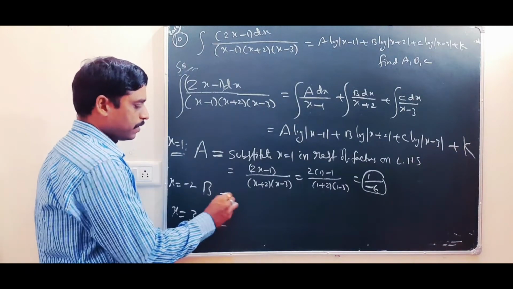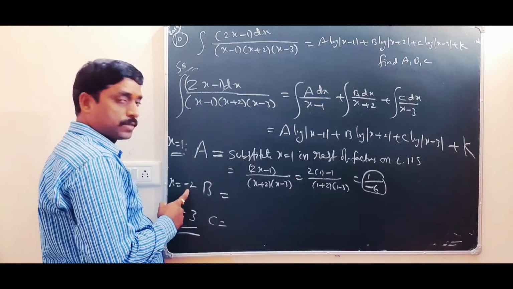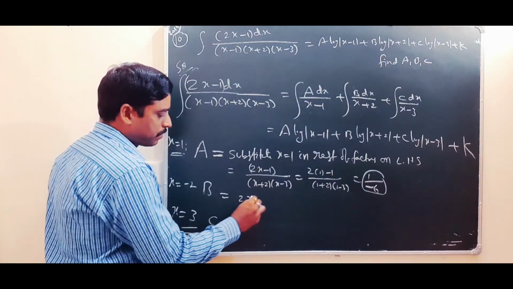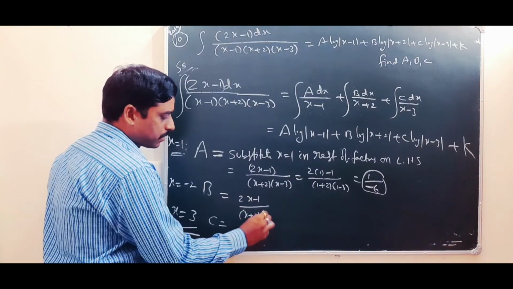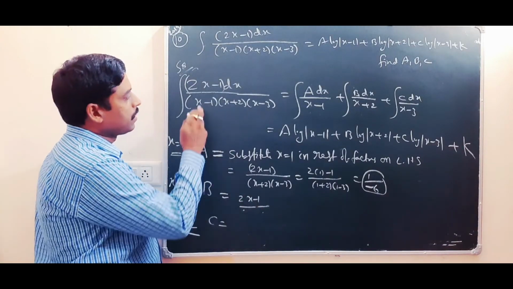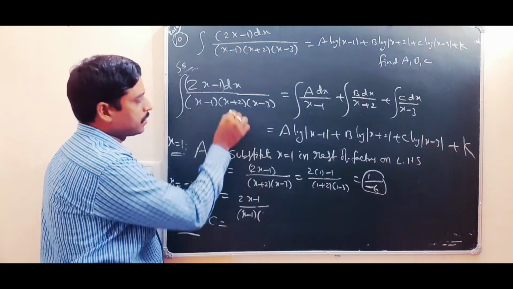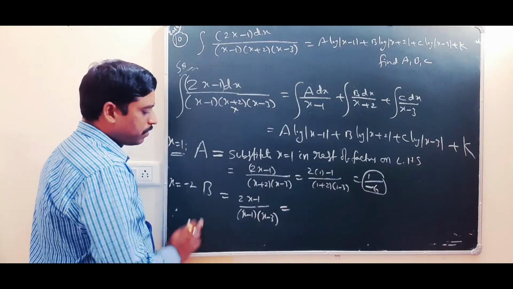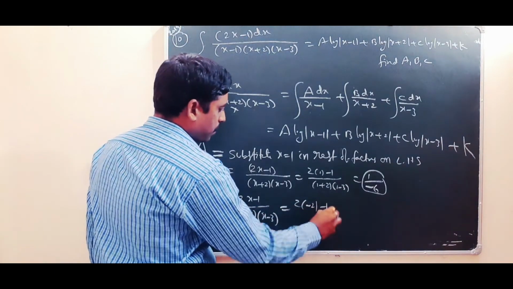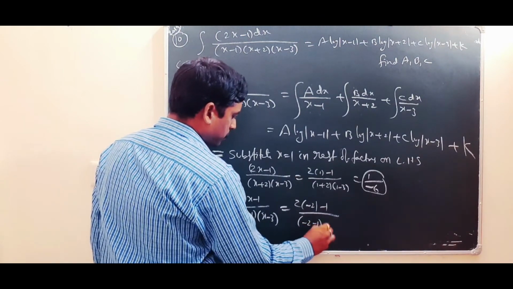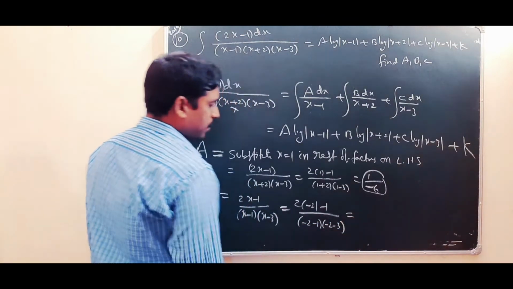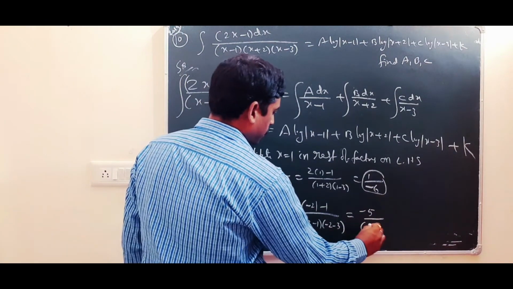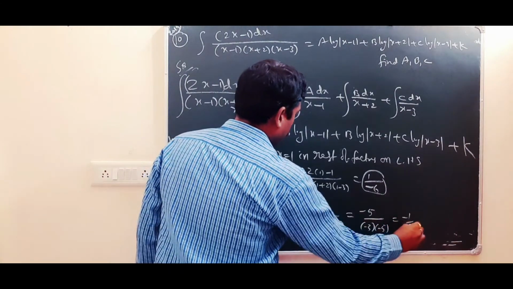Next, the b value. Substitute x equals minus 2 in the rest of the factors of the left side. So 2x minus 1 by (x minus 1)(x minus 3), except x plus 2. Substitute x equals minus 2 in this one: 2 into minus 2 minus 1 by (minus 2 minus 1)(minus 2 minus 3). This value will be minus 5 by minus 3 into minus 5, which is minus 1 by 3, correct answer.